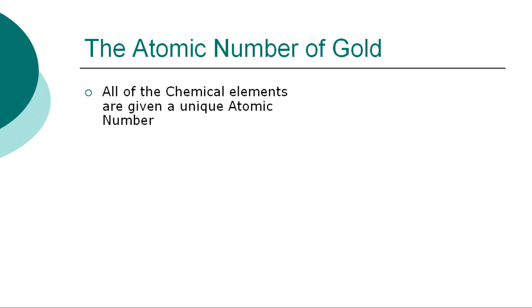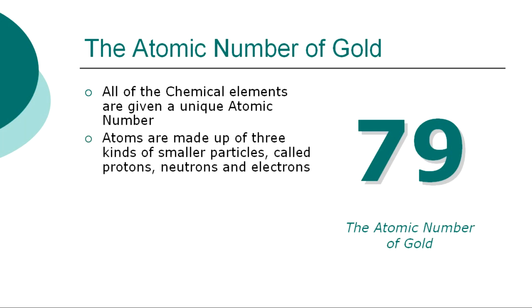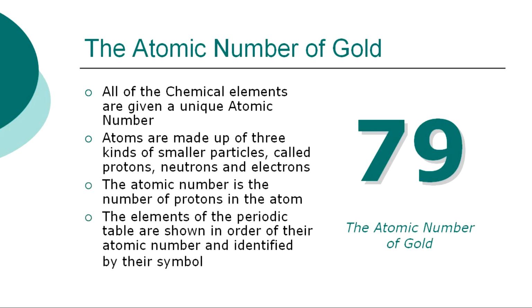All of the chemical elements are given a unique atomic number. The atomic number for gold is 79. Atoms are made up of three kinds of smaller particles called protons, neutrons, and electrons. The atomic number is the number of protons in the atom. The chemical elements of the periodic table are shown in order of atomic number and identified by their symbol.